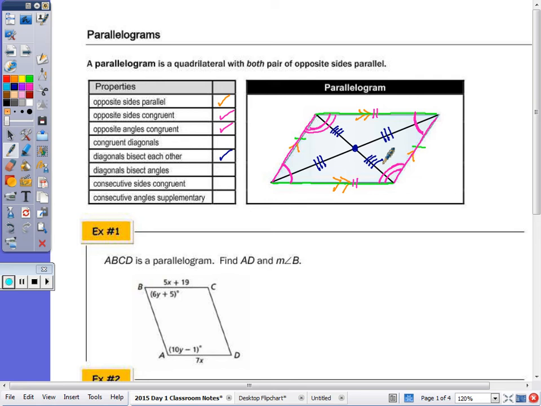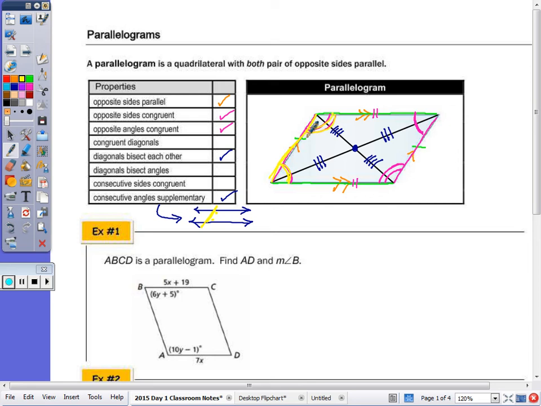The last property, consecutive sides congruent, no, but consecutive angles are supplementary. Remember, any two parallel lines will draw a picture cut by a transversal. So actually, I will draw it. So I'm going to draw this segment down here. Any two parallel lines cut by a transversal, the same side interior are supplementary. So the consecutive angles, being this one here and this angle here, are supplementary.